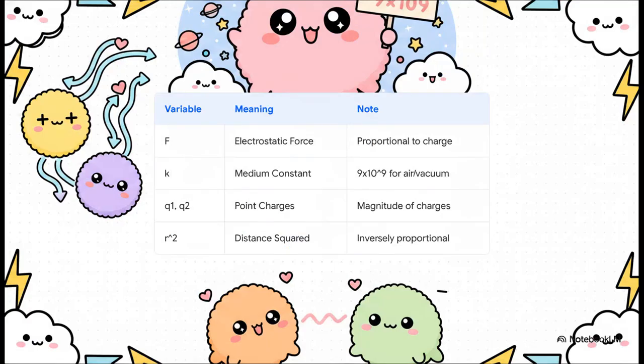Let's look at the formula. F equals K times Q1 times Q2, all divided by R squared. Basically, the force is directly proportional to the product of the two charges. But I really want you to pay attention to that K variable, the medium constant. You see, electrostatics cares deeply about its environment. For a vacuum or just normal air, K is a whopping 9 times 10 to the power of 9. That massive constant alone is a huge clue as to just how incredibly powerful the electrostatic force truly is.